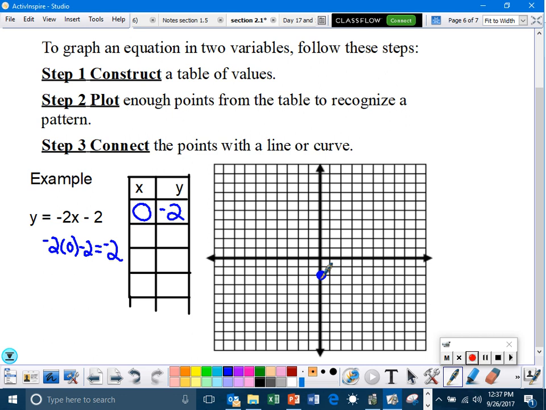Now, you could use the slope to create the other dots, but I'm just going to put some more input in. So I'm going to make life easy. I'm just going to use 1. So I got -2 times 1 minus 2, and that's going to give us -4. So 1, -4. Okay, I'm going to use 2. -2 times 2 minus 2 equals -6. So input of 2, output of -6.